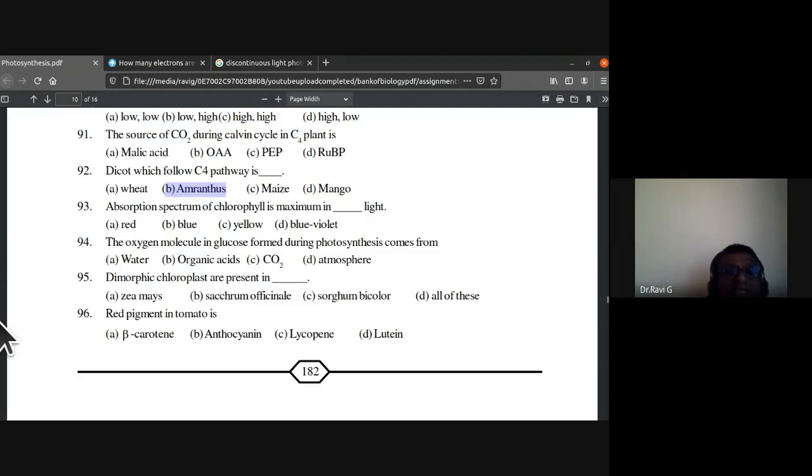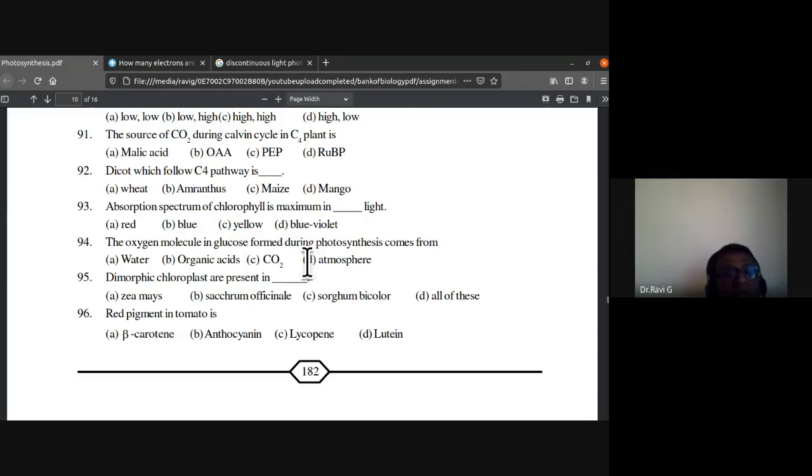So chlorophyll absorbs maximum in which wavelength of light? So maximum will be blue wavelength of light. So the absorption spectrum of chlorophyll is maximum in blue wavelength of light.